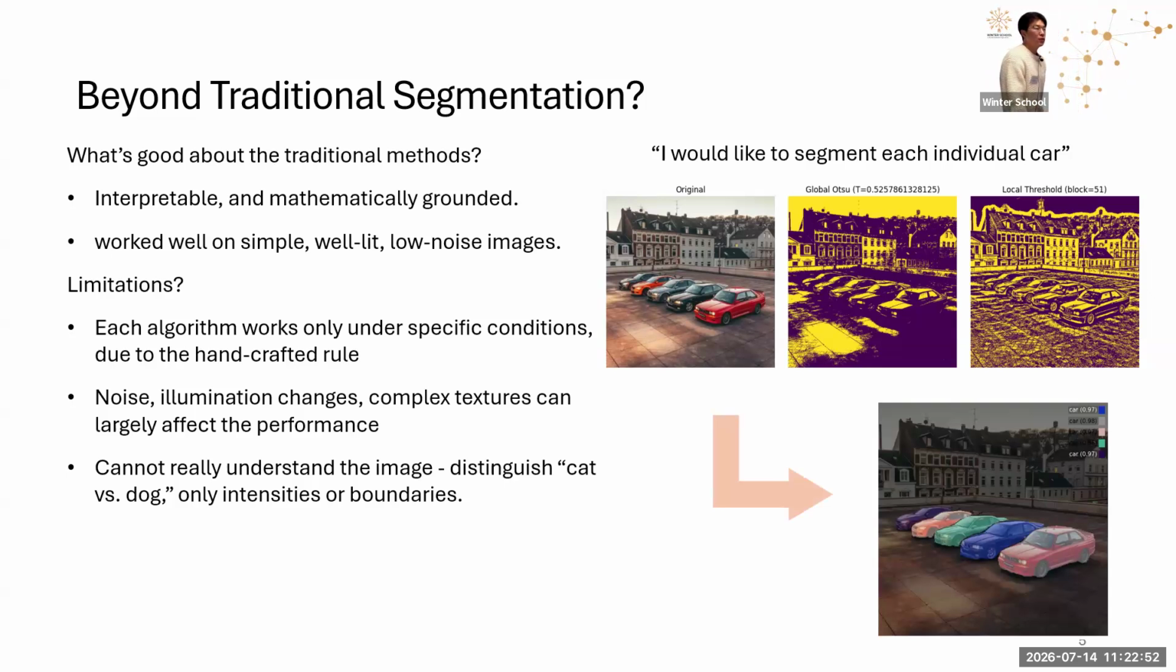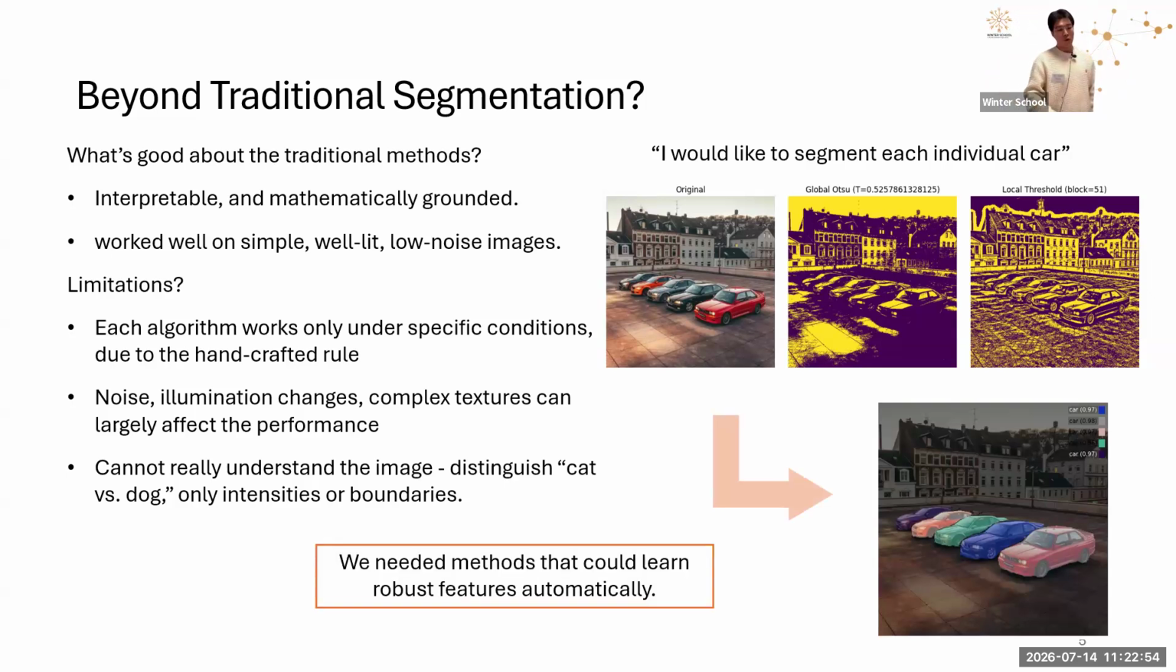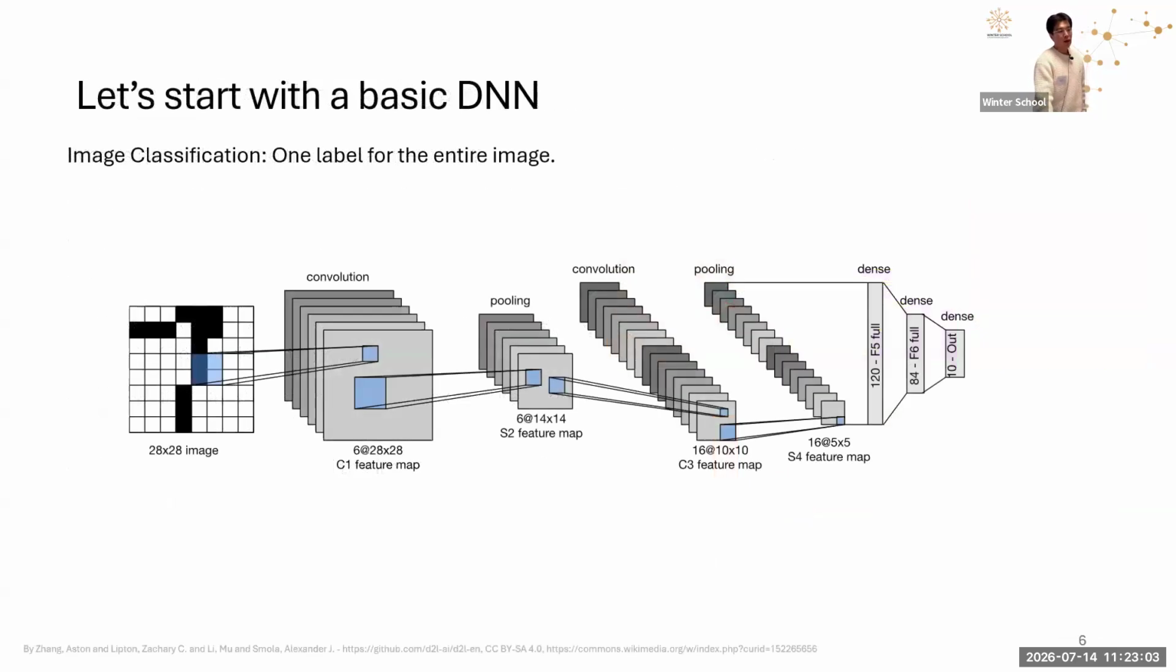In this case, we want to move forward, right? So we need a method that can learn robust features and do it automatically, right? Then let's dive into the last decade, right? It starts from the late 2000s and continues up until now, right? So, deep neural networks.